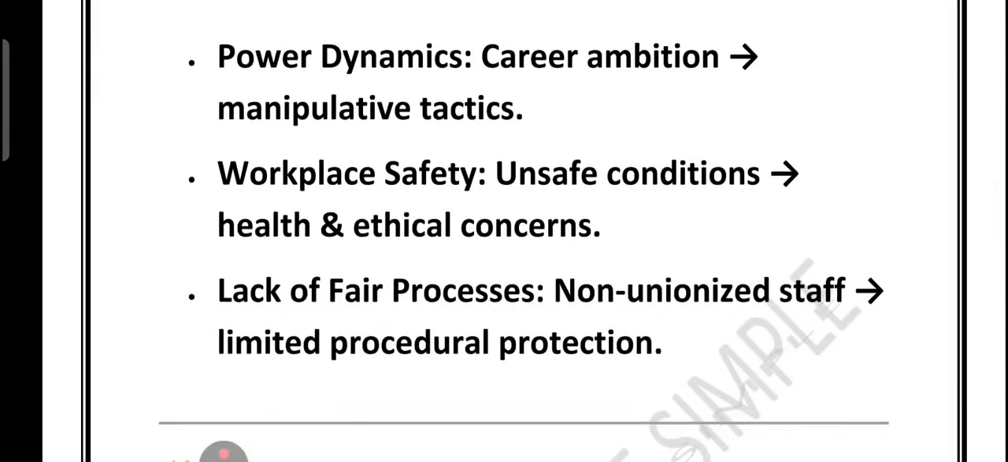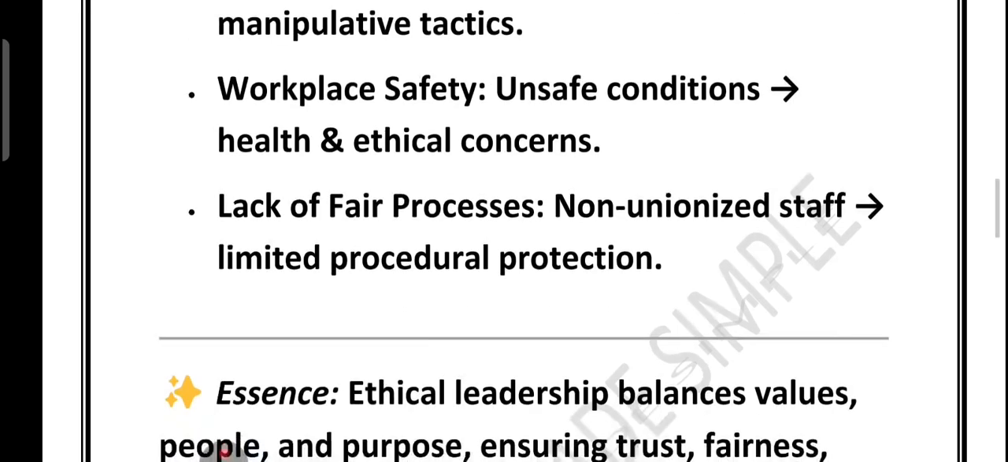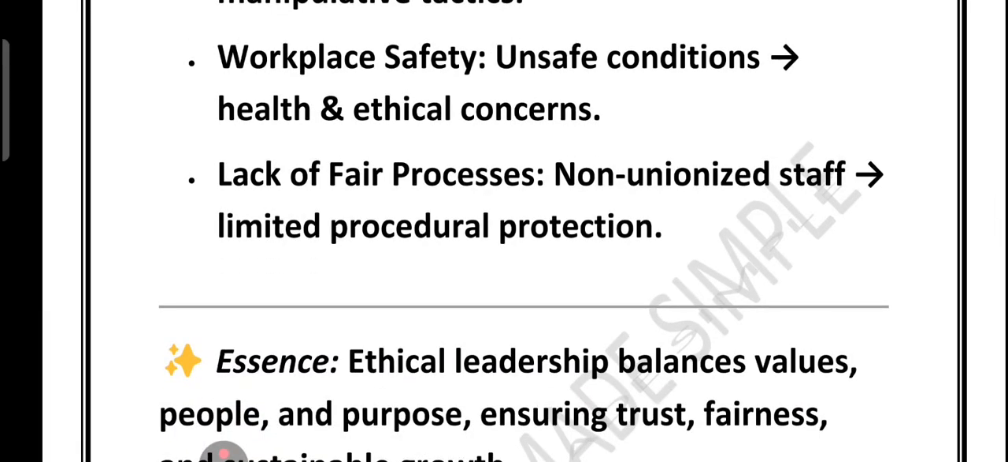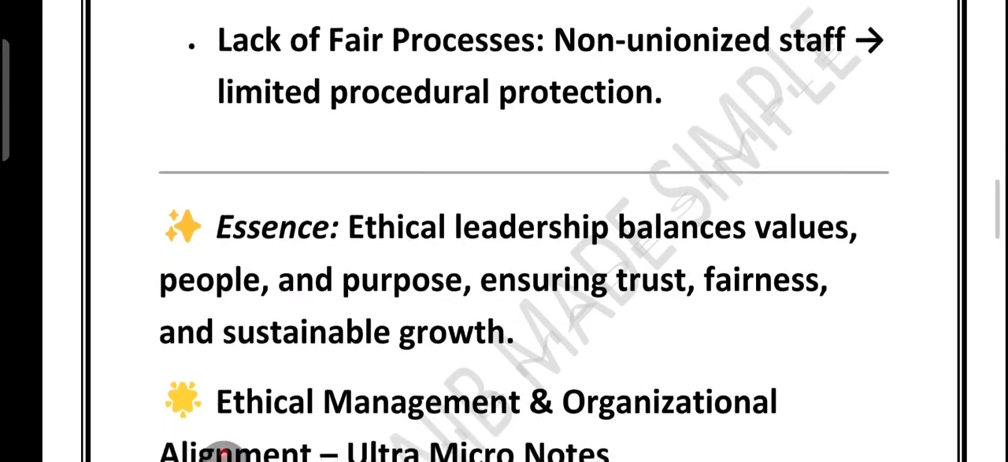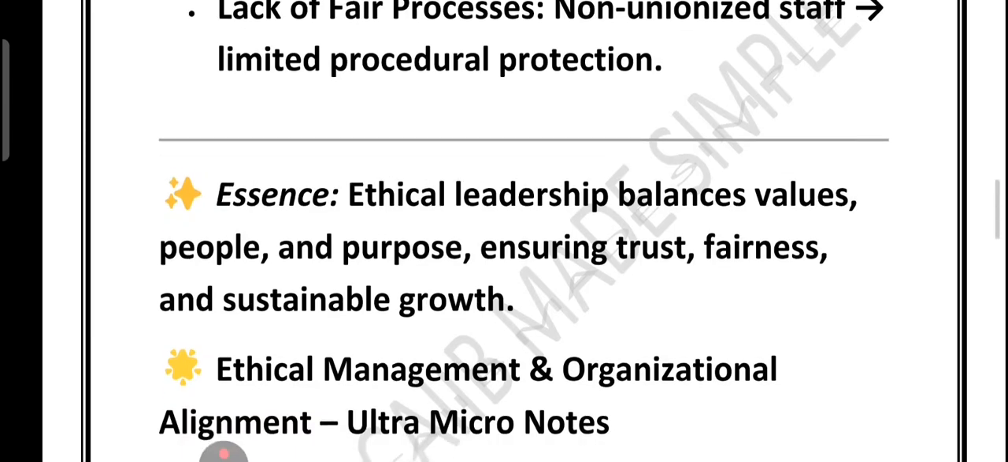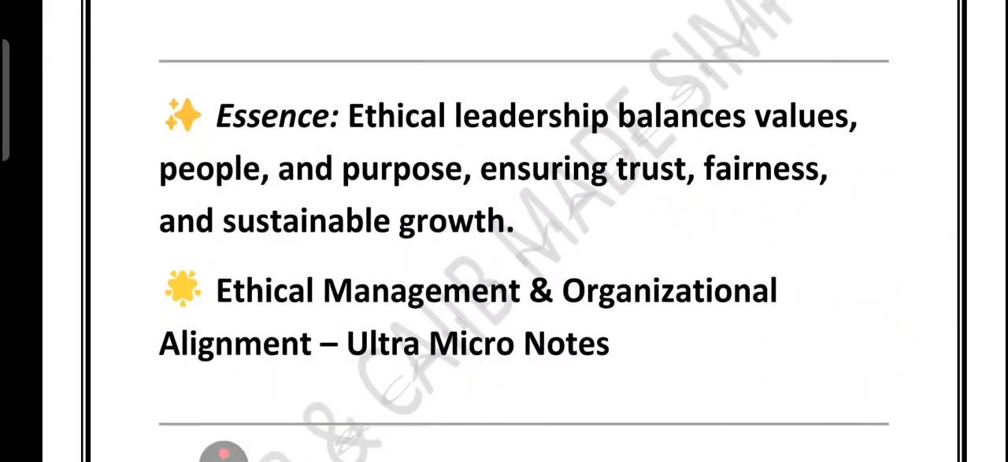Power dynamics, which means ambition and career advancement may tempt someone to use manipulative tactics. Then we have workplace safety. Unsafe conditions pose both health and ethical concerns for employees. Lack of fair processes. Staff in non-unionized settings may face limited procedural protection. In short, we can say ethical leadership is all about balancing values, people, and purpose. It ensures trust, fairness, and sustainable growth.